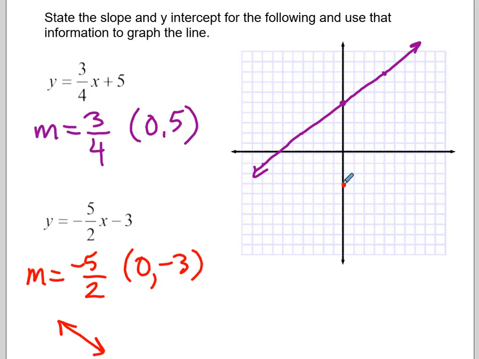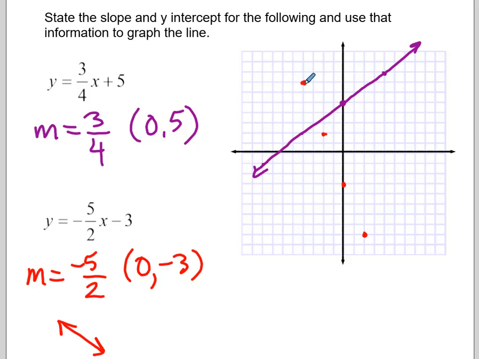Okay, now my slope is negative 5 over 2. So that means down 5, right 2. So 1, 2, 3, 4, 5, 1, 2. I put a dot. Okay, now again, I'm going to run out of space, so I'm going to work this backwards. So instead of down 5, right 2, I'm going to go up 5 and left 2. So up 5 and left 2.